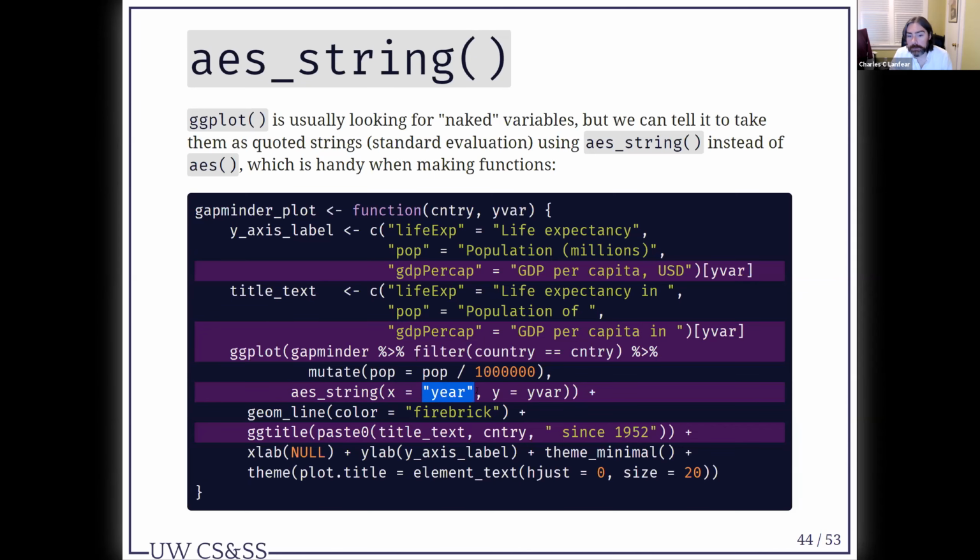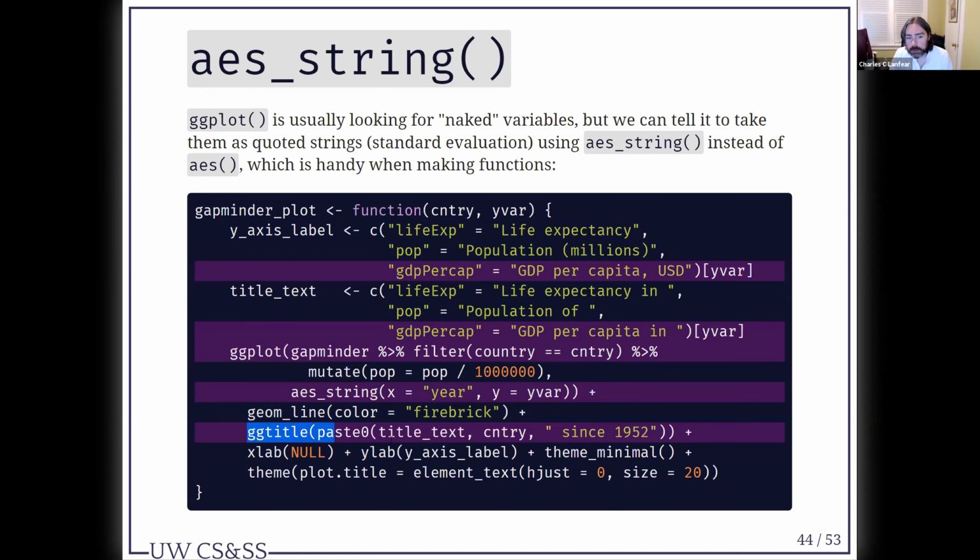The reason for that is because what I'm passing to y equals y_variable, up here, is the quoted variable name, like pop, life expectancy, or GDP per capita, instead of the unquoted variable name. aes_string just lets me pass these text strings in instead of the raw variable names. I draw a line, I leave that alone.